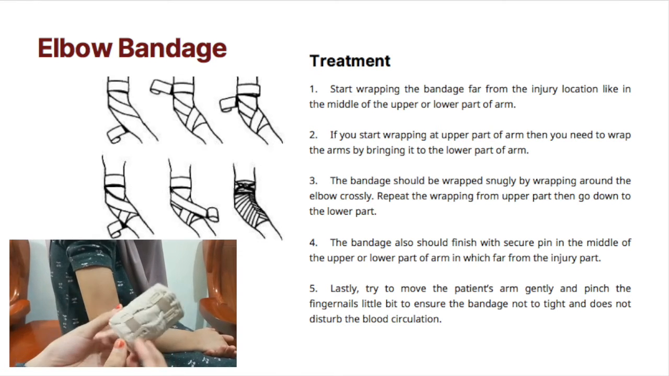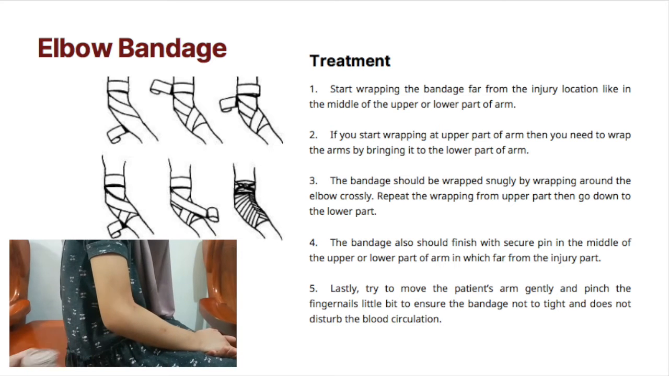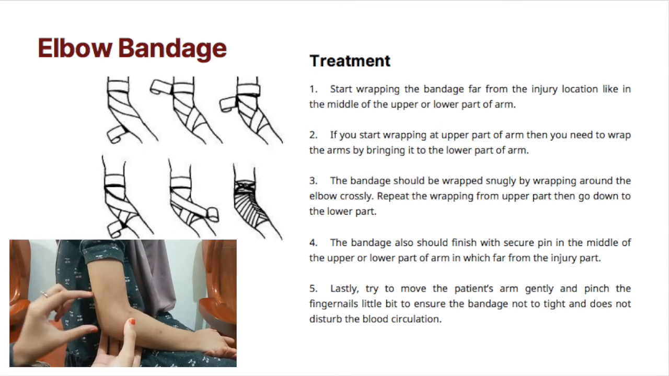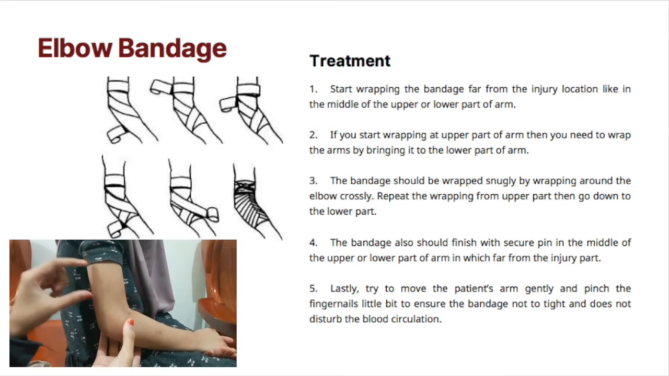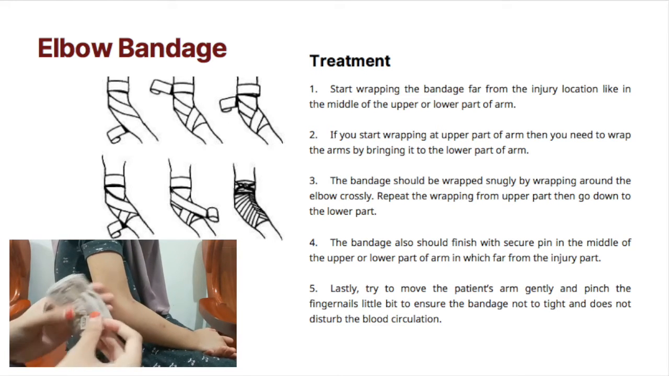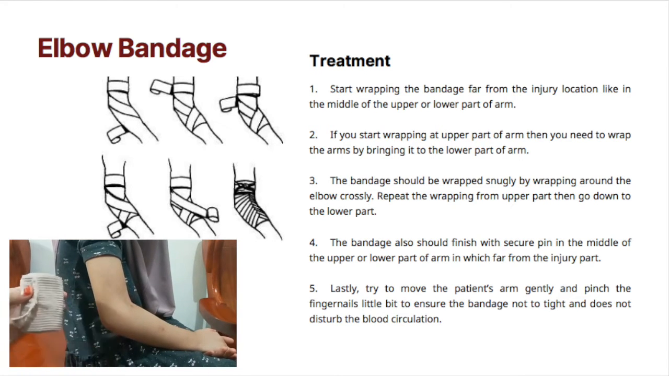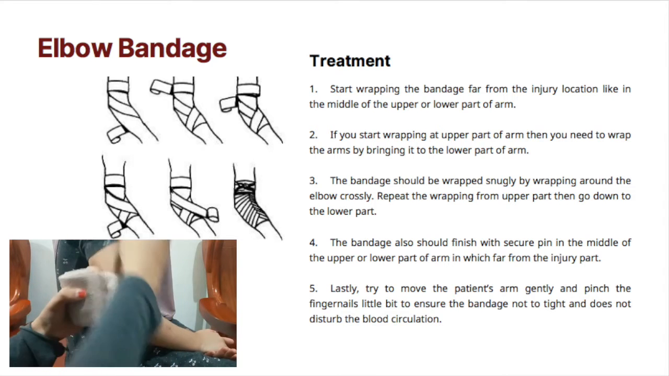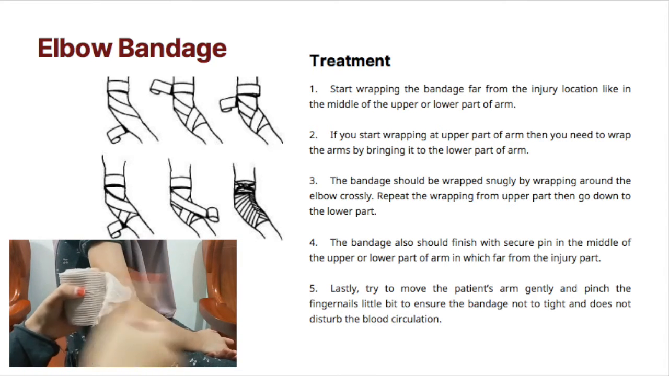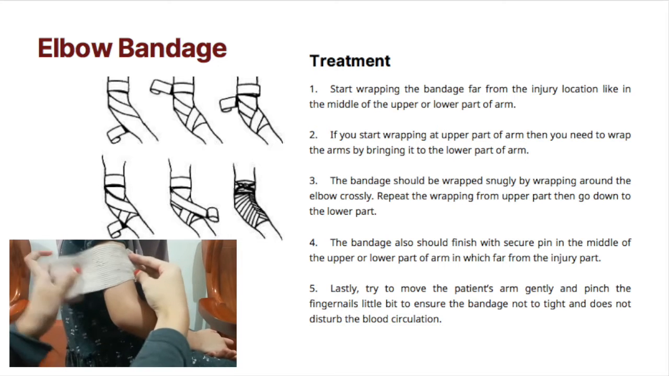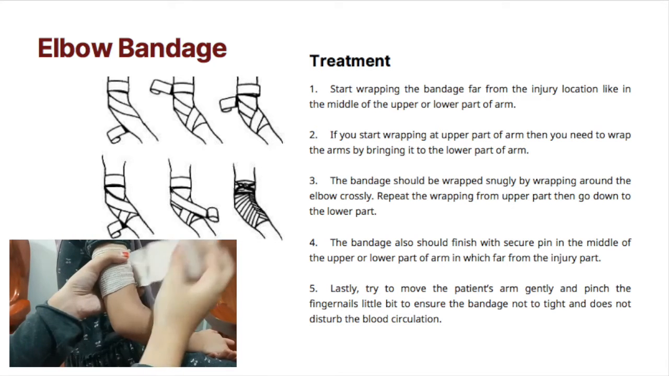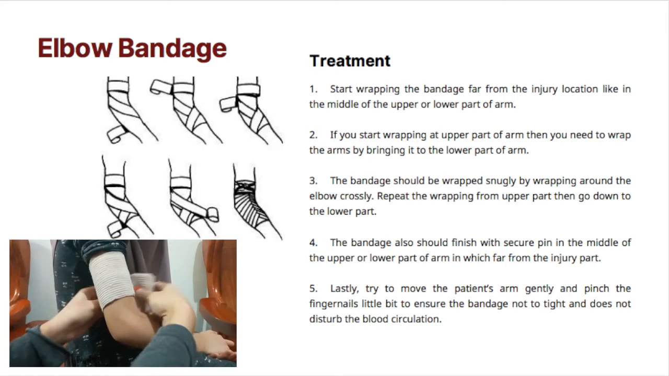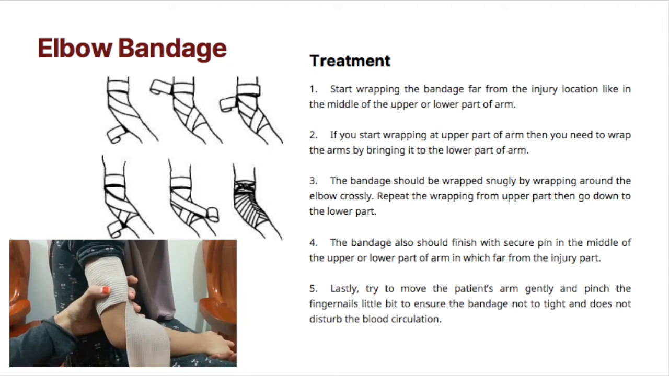for your light and not worse injuries, where you feel pain. First thing first, you need the elastic bandage. You need to start wrapping the bandage far from the injury location, like in the middle or the upper or lower part of the arm. It is because we don't want to put a lot of pressure on the pain part. With the bandage we want to support the injury part to ensure the pain can be borne by the patient.